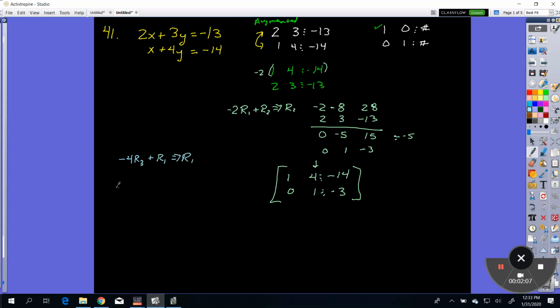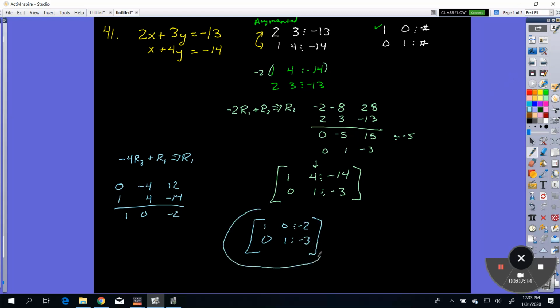So negative 4 times row 2 is 0, negative 4, positive 12. So that's negative 4 times all this. I add it to my first row. 1, 4, negative 14. I get 1, 0, negative 2. So that's my answer. 1, 0, negative 2, 0, 1, negative 3. So that means x equals negative 2 and y equals negative 3. And that's all you have to do. Circle that.